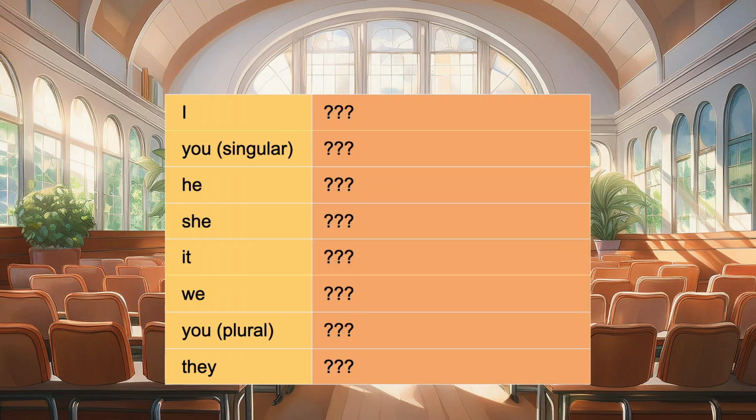How do you conjugate irregular present tense verbs? There is no rule. You have to memorize. Let's begin.